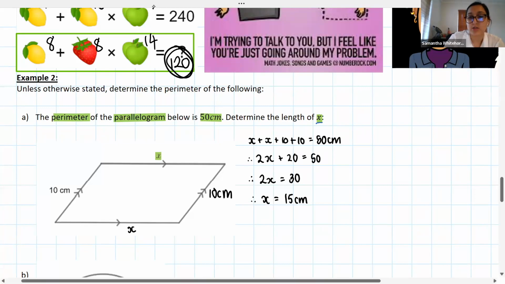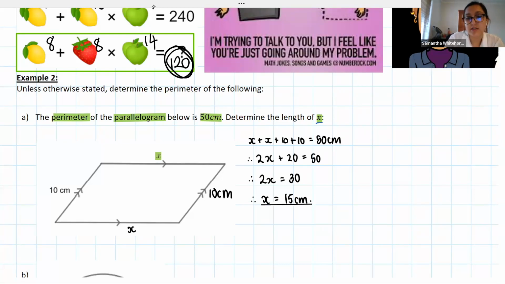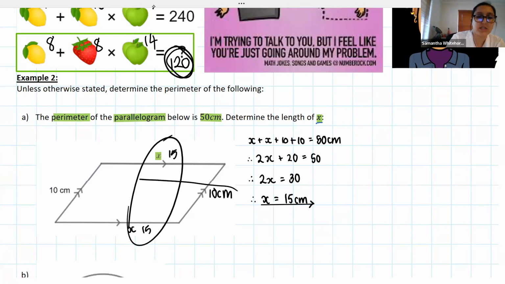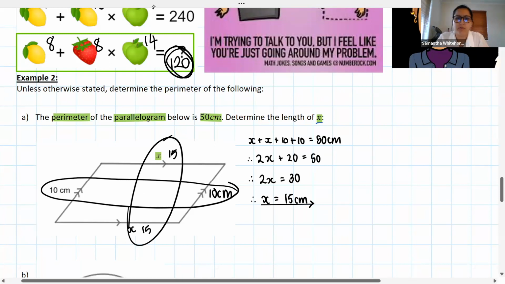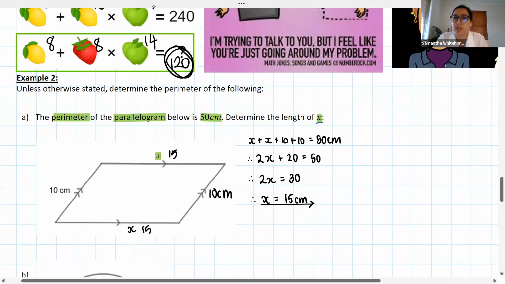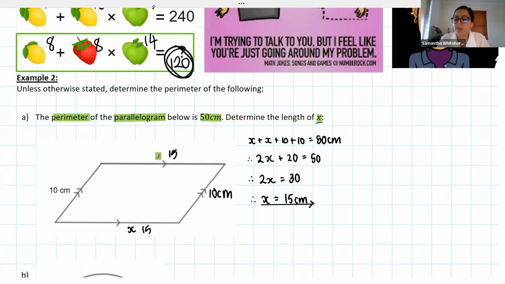Oops, that was all I had to do, right? The question just said find the value of x. I'm going to double check myself. If these are both 15, 15 plus 15 is 30, 10 plus 10 is 20, 30 plus 20 gives me my 50 centimeter perimeter. So I would always double check myself using substitution into my original question, to make sure that I have actually done it correctly. All right, guys, so take a screenshot of this one because the next shape that we're going to have a look at has its own formula that we need to deal with. And so I want to just deal with that a bit separately from what we've been doing.